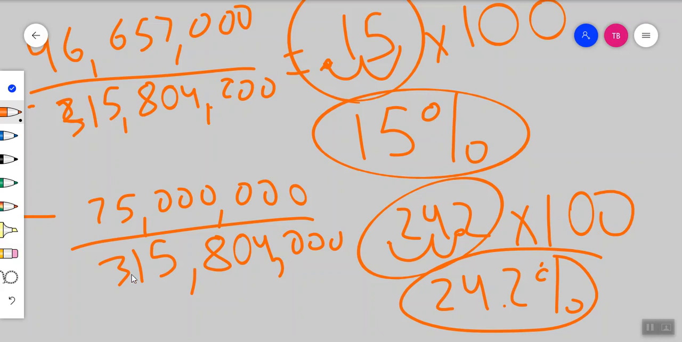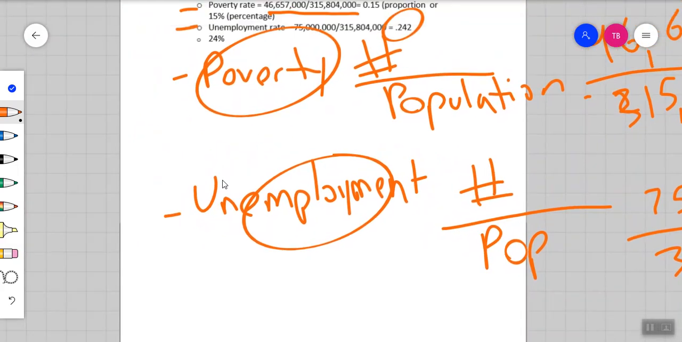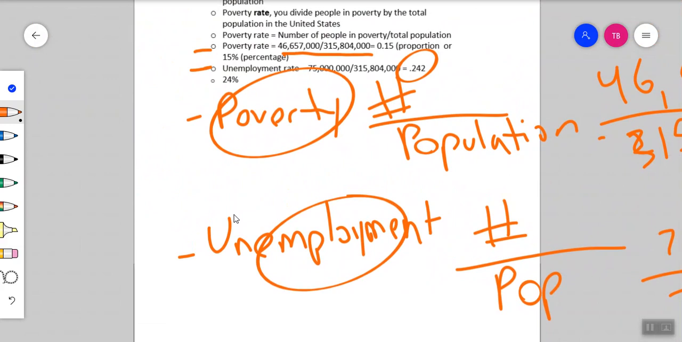Perhaps we need to enact some new policies. So rates are simple. If someone's asking about a rate, it's simply whatever rate they're looking for: unemployment rate, poverty rate, graduation rates. You take that number over the population.